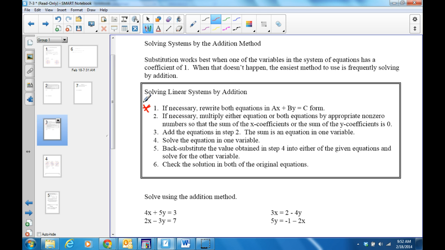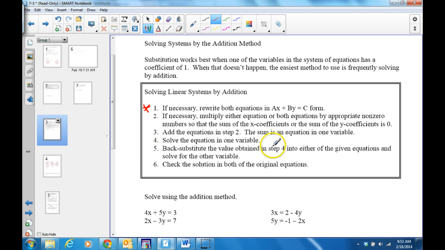Okay, the second step is multiply either equation or both equations by an appropriate number so that the sum of the x coefficients or the sum of the y coefficients is 0. I'll explain that in just a minute. I'm going to show you that. Then you add the two equations together, and when that happens, one of the variables cancels out, and then you can solve for that variable.